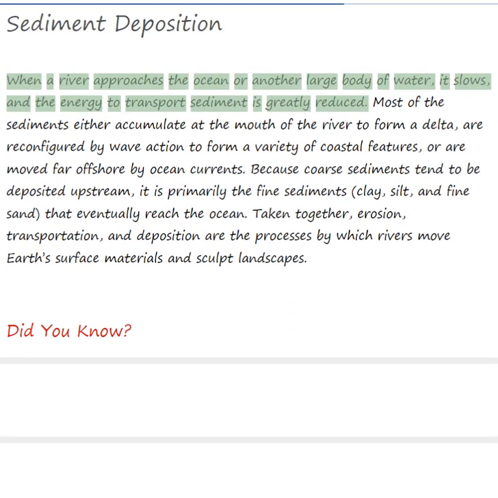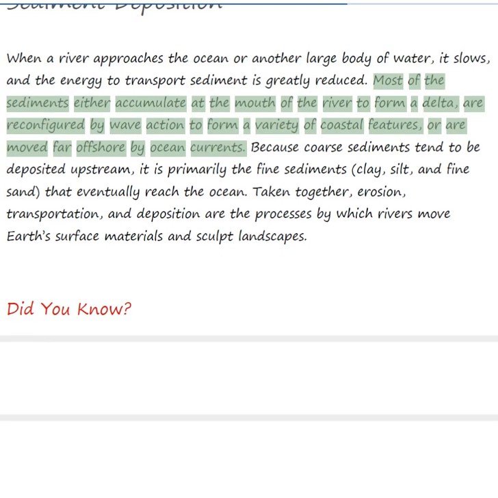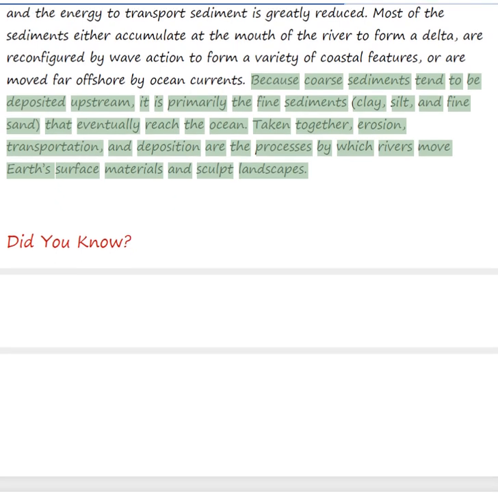Sediment deposition. When a river approaches the ocean or another large body of water, it slows, and the energy to transport sediment is greatly reduced. Most of the sediments either accumulate at the mouth of the river to form a delta, are reconfigured by wave action to form a variety of coastal features, or are moved far offshore by ocean currents. Because coarse sediments tend to be deposited upstream, it is primarily the fine sediments that eventually reach the ocean. Taken together, erosion, transportation, and deposition are the processes by which rivers move Earth's surface materials and sculpt landscapes.